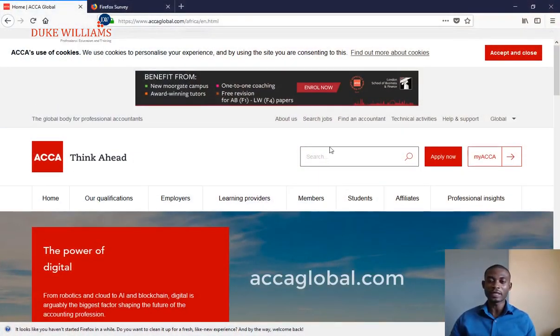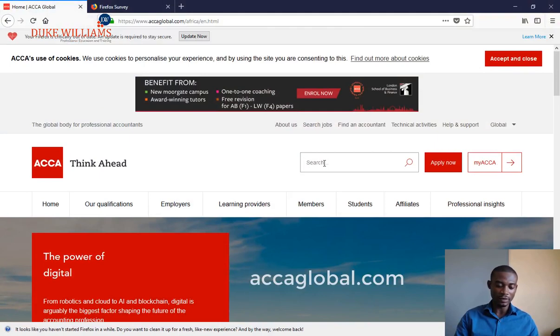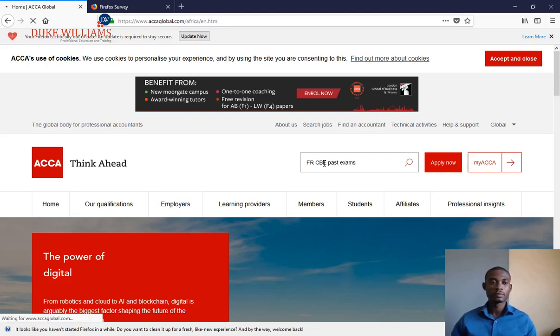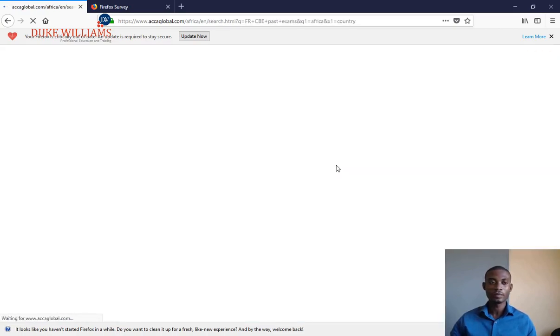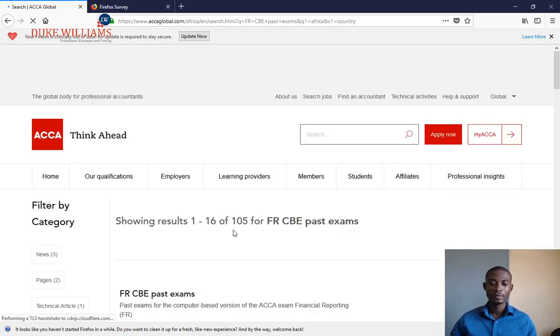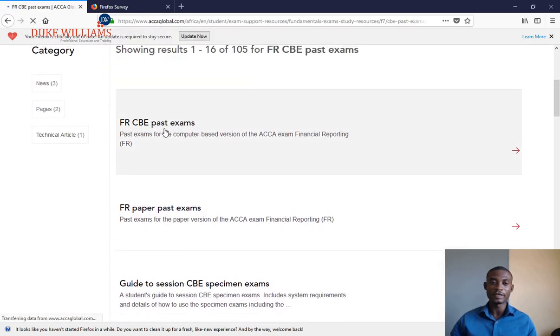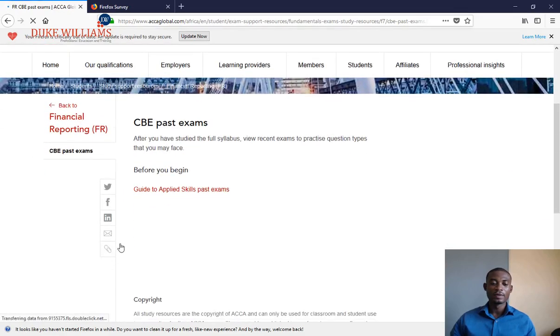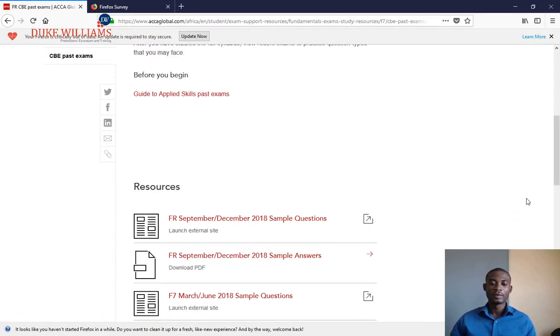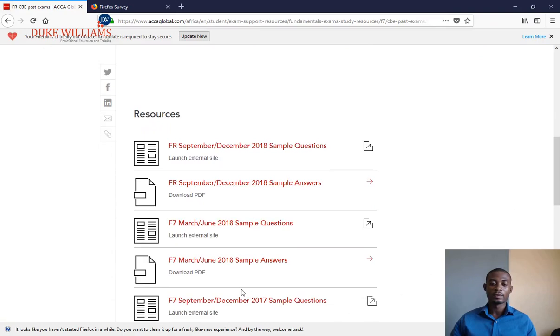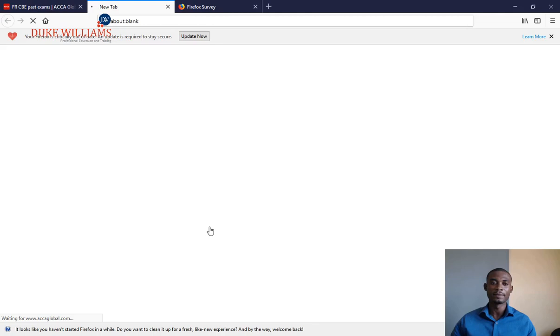Go to the ACCA website and let's search FR CBE past exams. So select FR session CBE. Want to launch March-June 2018 exam.